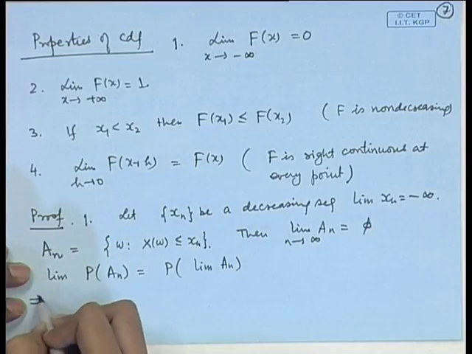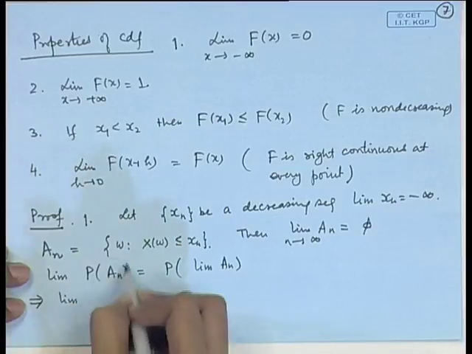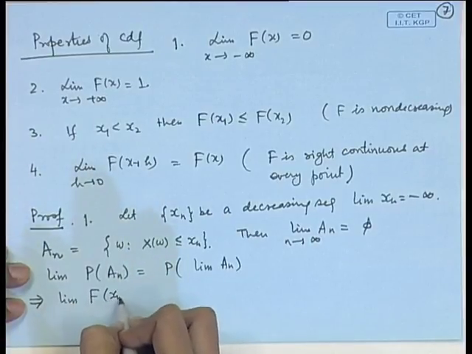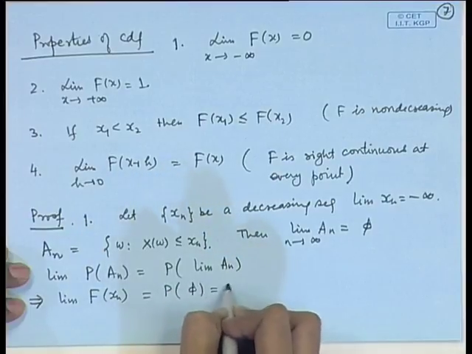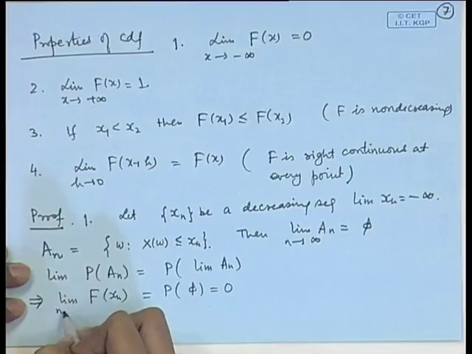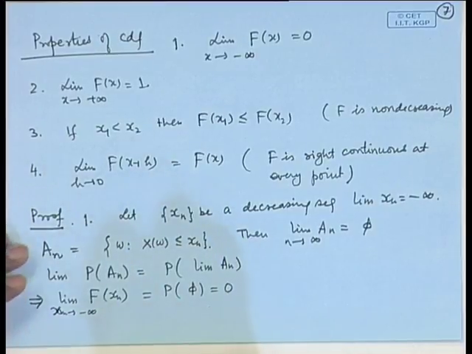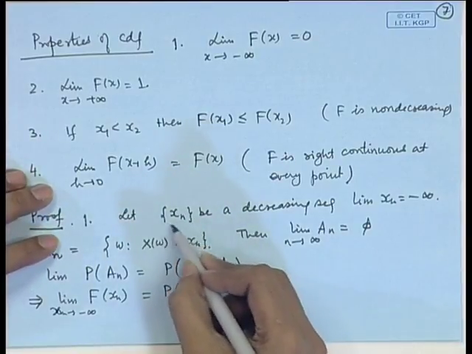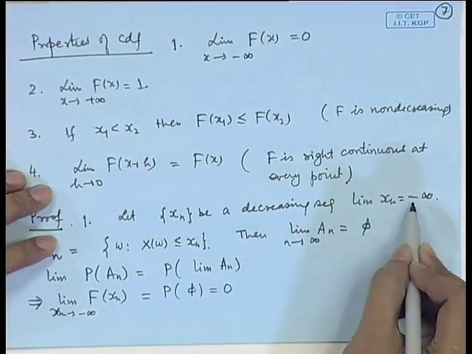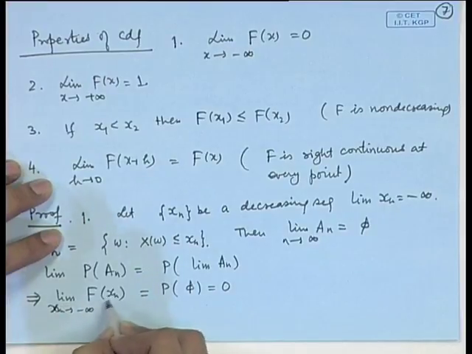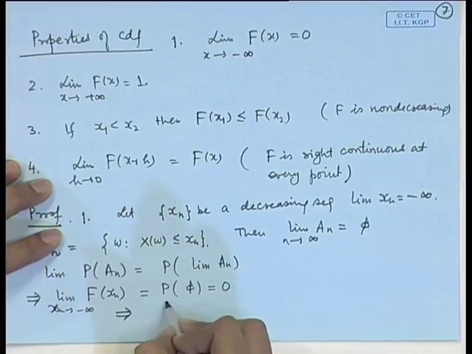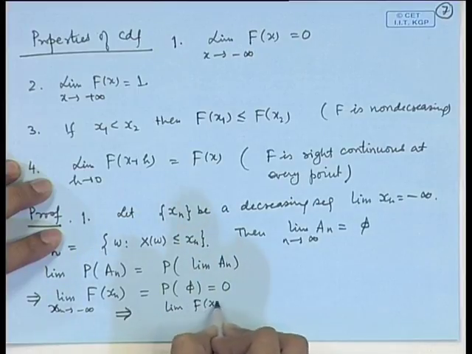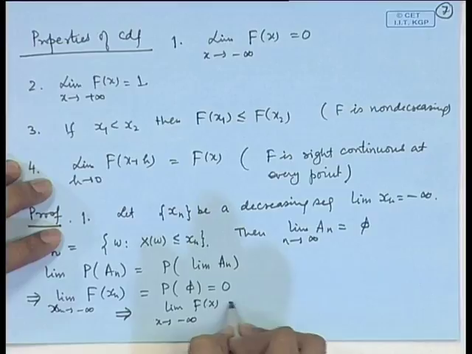So, this is limit of probability of A n, which is nothing but F of x n, and on the right hand side I will have probability of phi, that is equal to 0. So, if I am considering x n tending to minus infinity, then this is equal to 0. So, if along all the decreasing sequences to minus infinity, limit of F of x n as x n tends to minus infinity is 0, then this implies that limit of F of x as x tends to minus infinity must be 0.